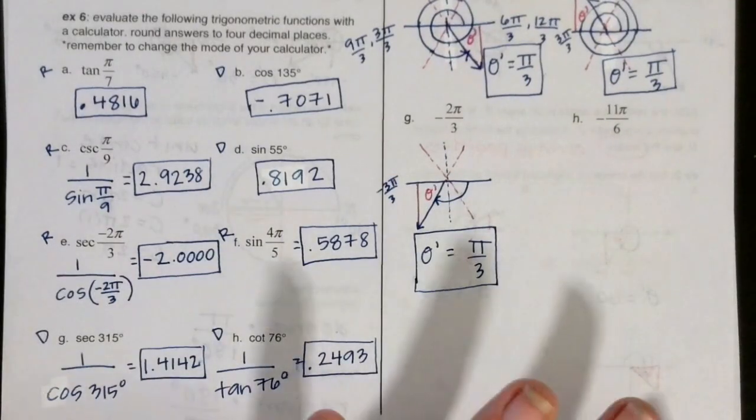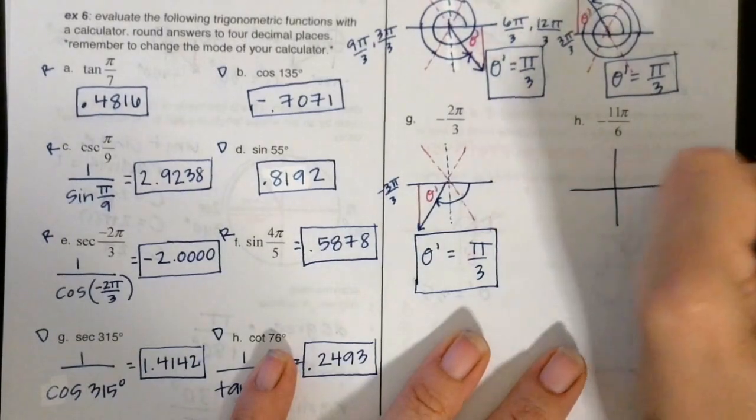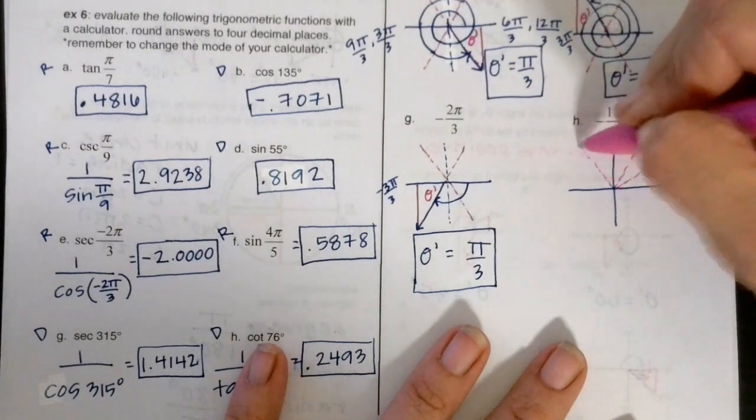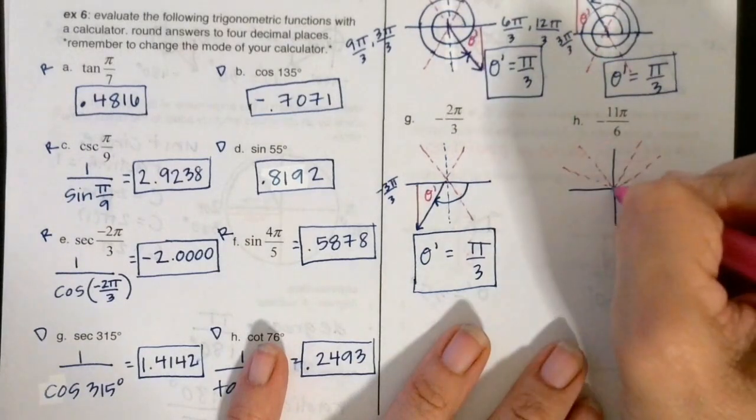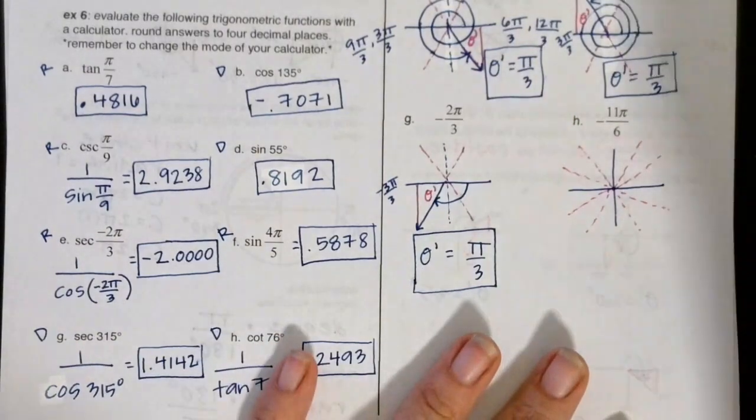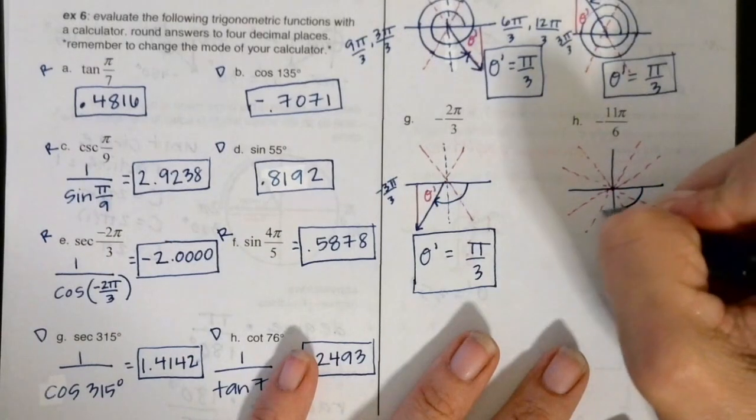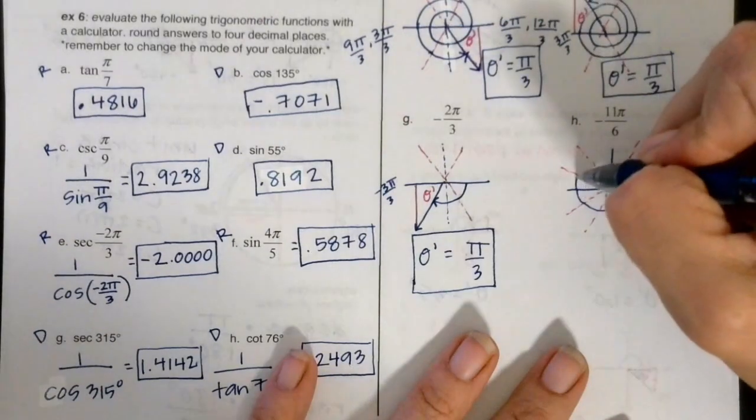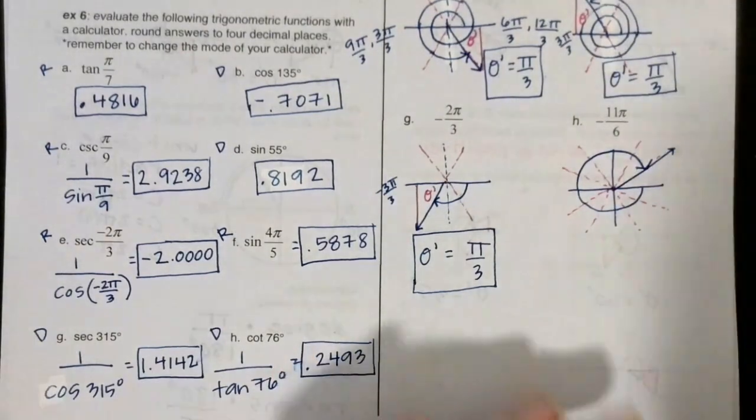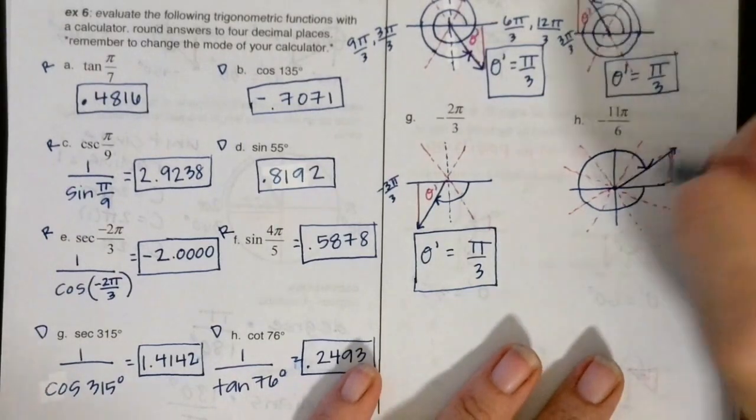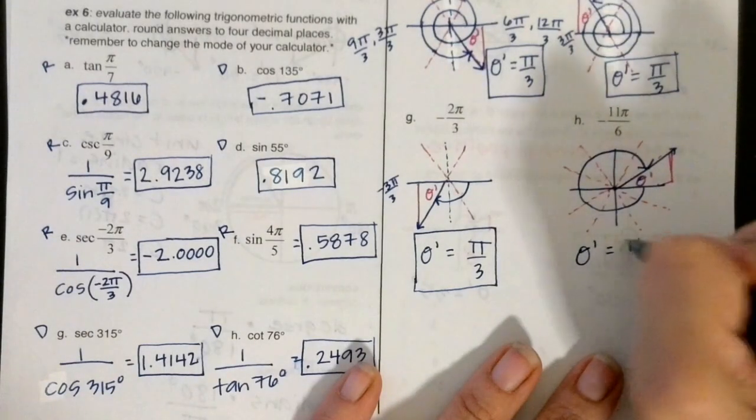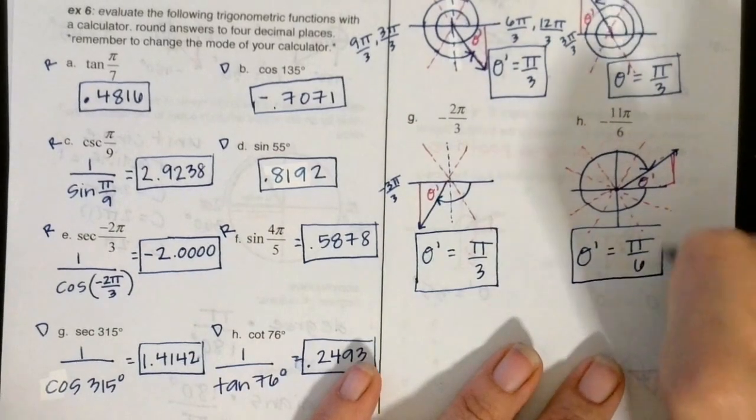And last one is negative 11 pi over 6. So I'm going to split everything into 6 equal pieces, which is the same thing as 30 degrees, because 180 divided by 6 is 30 degrees. And I got negative 11 pi over 6. So 1, 2, 3, 4, 5, 6, 7, 8, 9, 10, 11. That right there is negative 11 pi over 6. Make my x-axis. That in there is theta prime. And theta prime is going to be equal to just pi over 6 because it's only 1/6 of a sliver. And that's it.